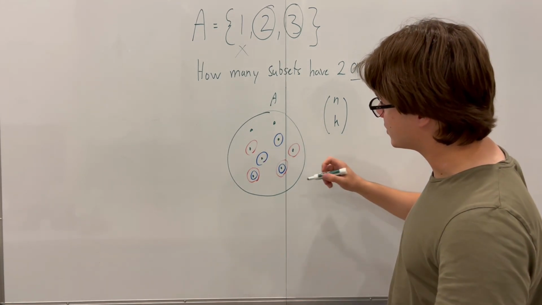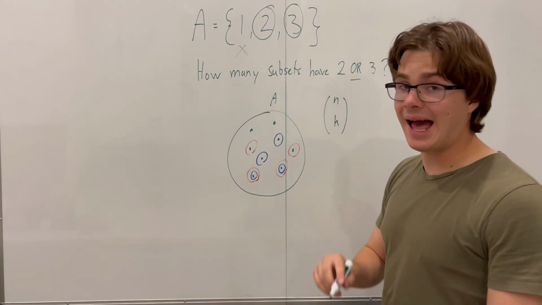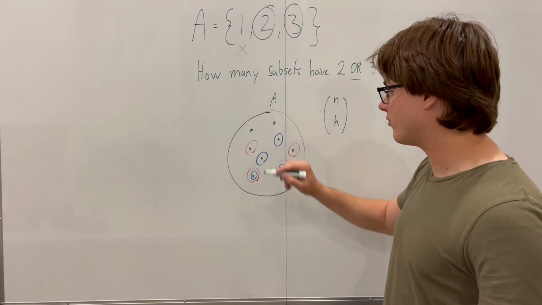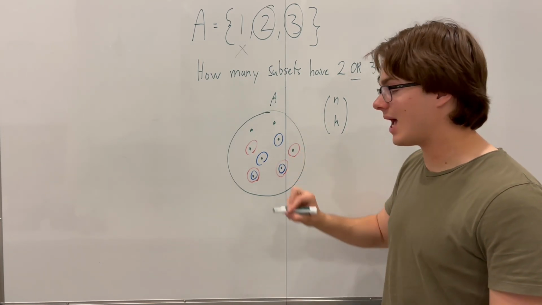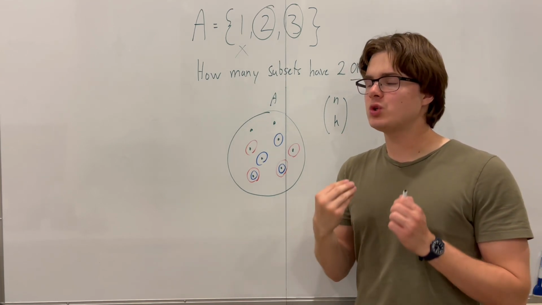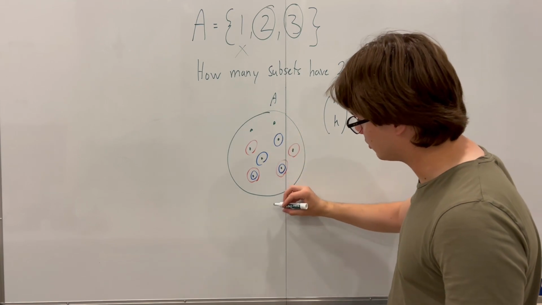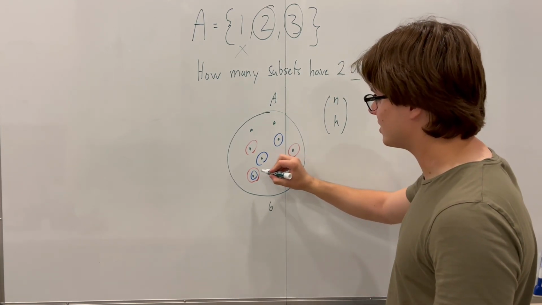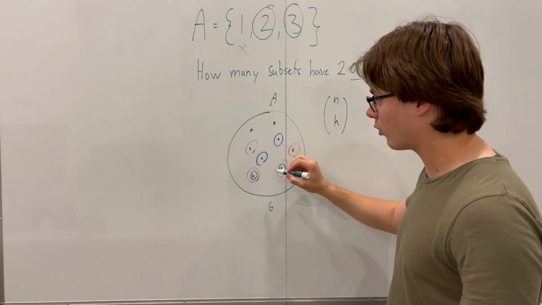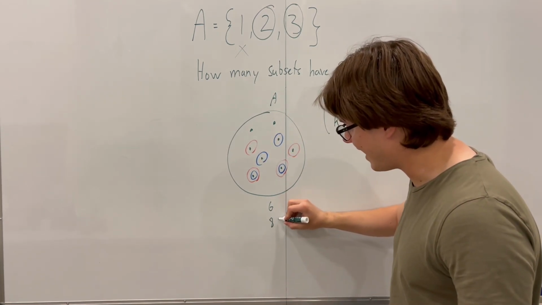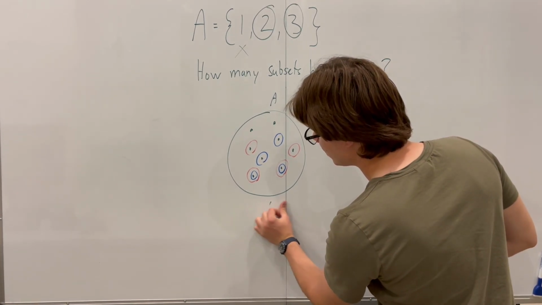But the problem is, some sets have both 2 and 3. If we add all of the blue and all of the red, we're going to end up counting these 2 subsets twice, which we don't need to do. That makes no sense. If the answer is clearly 6, and we count these sets twice, our answer is going to be 4 plus 4, because we have 4 blue and 4 red, and we're going to get 8. We're going to overcount them because we count these sets twice. So what are we going to do?